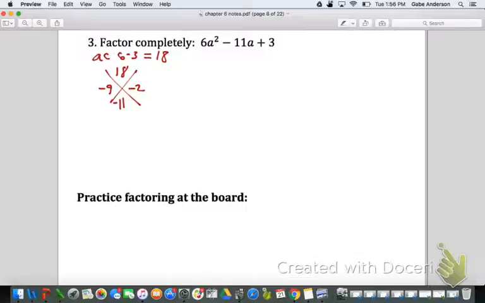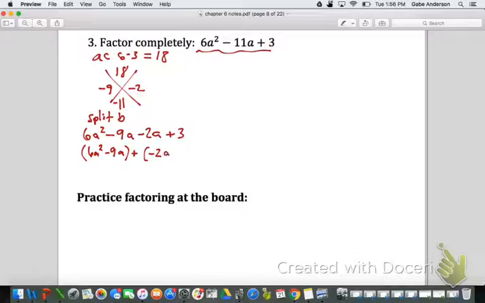So here is split the b. Here's what we do. I'm going to take this original trinomial and rewrite it as 6a squared minus 9a minus 2a plus 3. I'm going to take that negative 11a and split it out as negative 9a minus 2a, again using the numbers that I got from the diamond. Once I've done that, I'm going to group the first two, and I'm going to group the second two also.